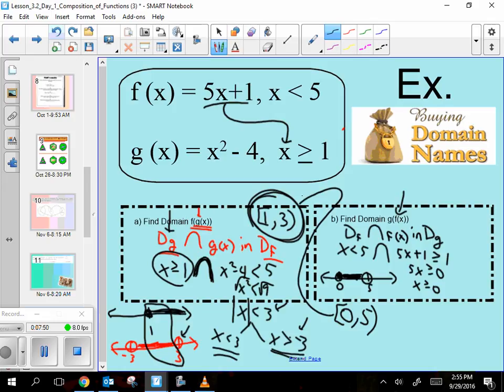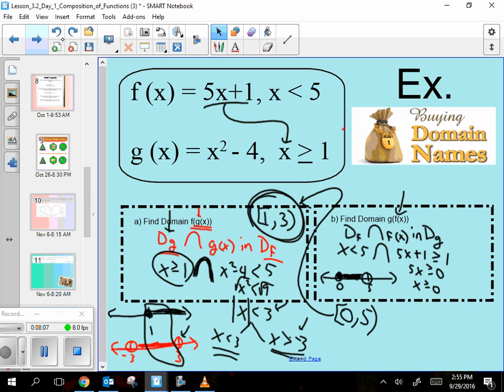Not even close. All right, so there's a couple example problems of finding the domain of functions that are inside other functions. And that's the main meat of what I taught today in composition of functions.